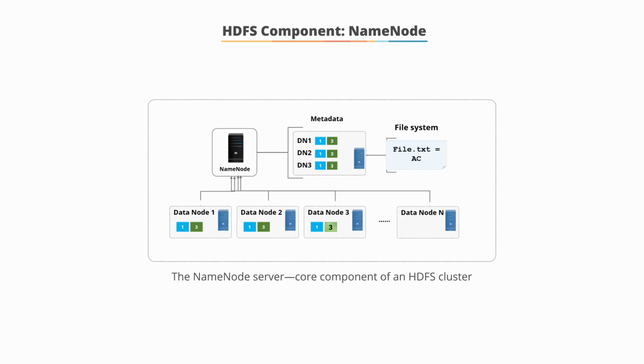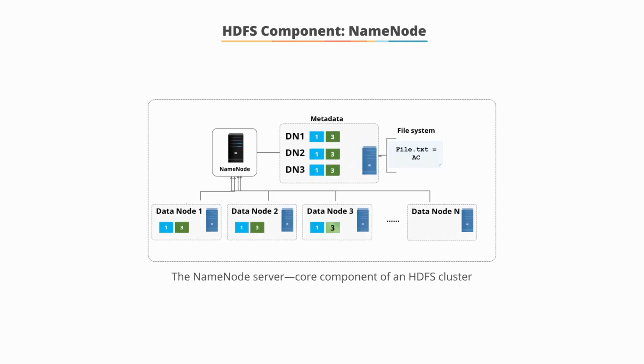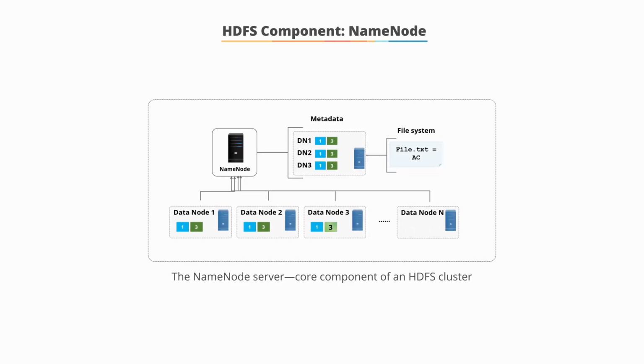The namespace image and the edit log store information of the data and the metadata. Name node also determines the linking of blocks to data nodes. Furthermore, the name node is a single point of failure.